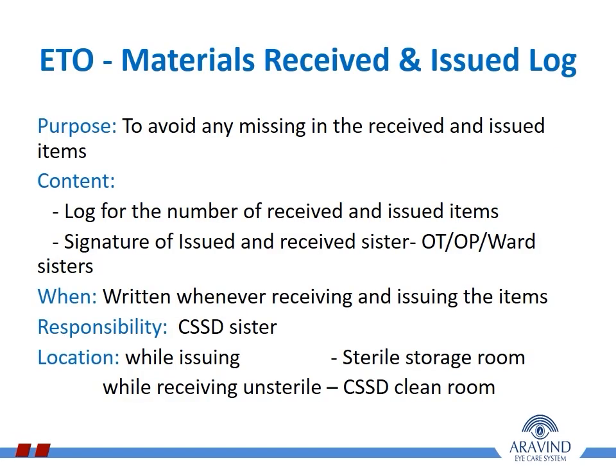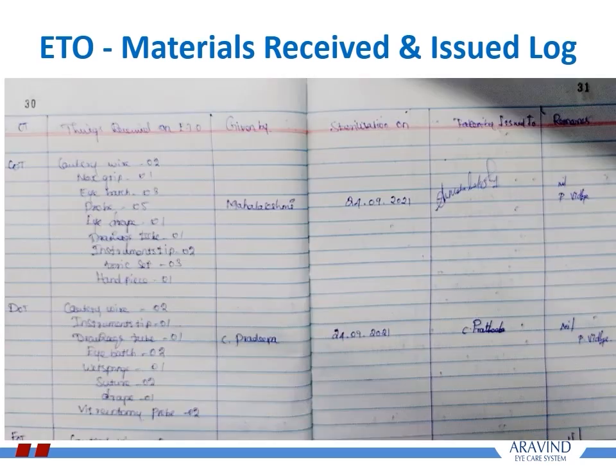Next is the ETO material received and issued log. This register's purpose is to avoid any missing in the received and issued items for ETO. It contains the log for the number of received and issued items and the signature of the receiving and issuing sister. The entry is made whenever receiving and issuing the items and the CSSD sister is in charge of maintaining it. It is kept in the sterile storage room while issuing the ETO items and, while receiving unsterile items, it is kept in the CSSD clean room. This picture shows the entry of the ETO material received and issued log.